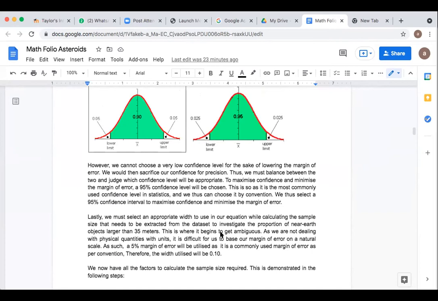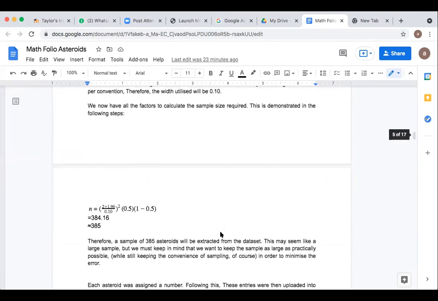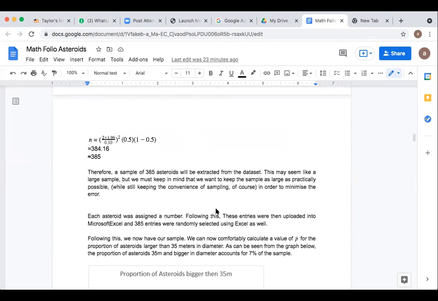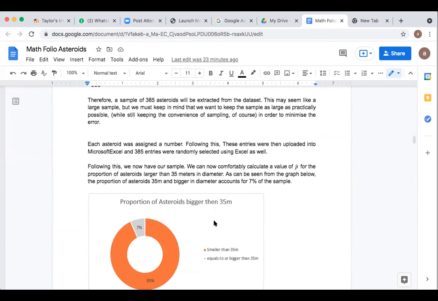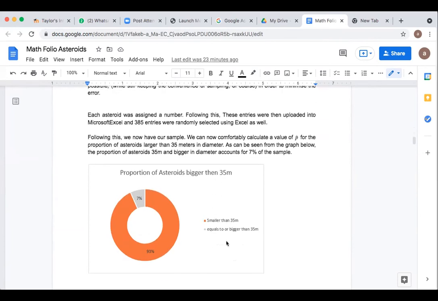Do you get me? Yep. Okay. Now that we have our sample size, we can have an estimated proportion value. So this is the graph from that. I also want to ask you another question. This is when you explain to me.